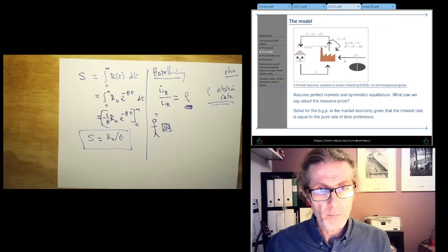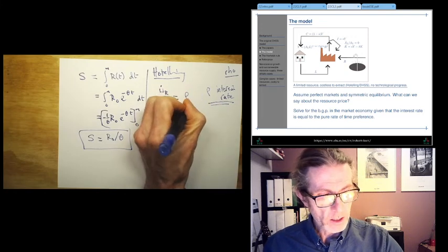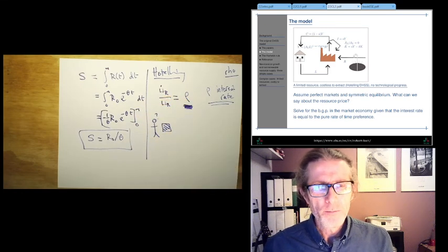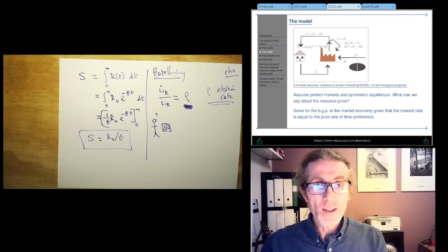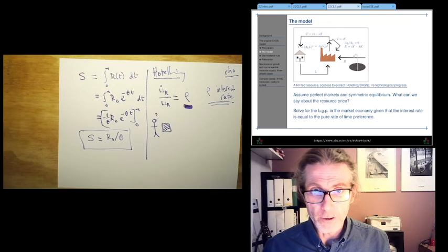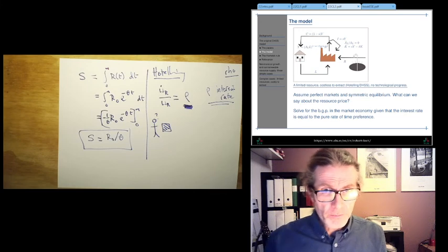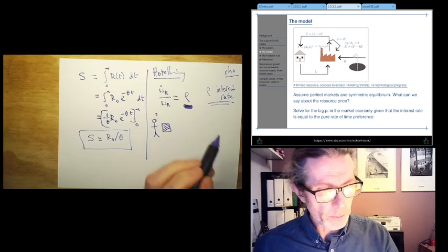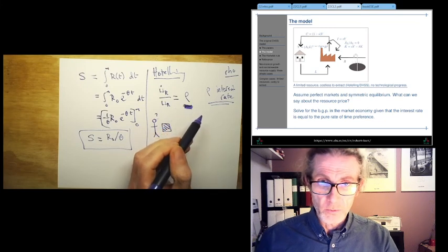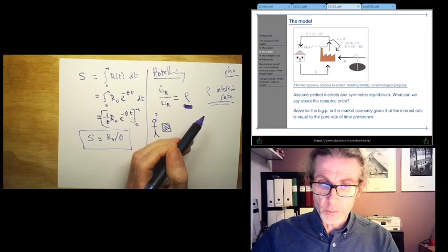Because when you sell it, you can put the money into the bank and then the money will grow at the interest rate. But if you keep it, its value is growing faster than the interest rate, faster than the value of the money in the bank. But if you see the price growing more slowly than the interest rate, then you want to shift your resources, turn them into money, put the money into the bank.